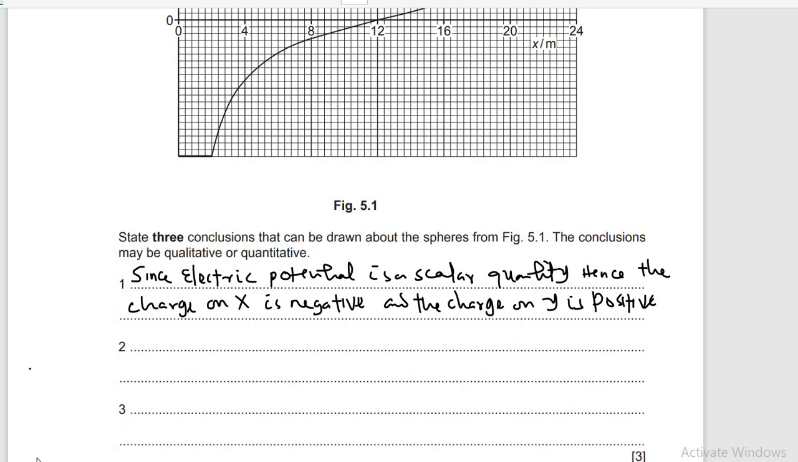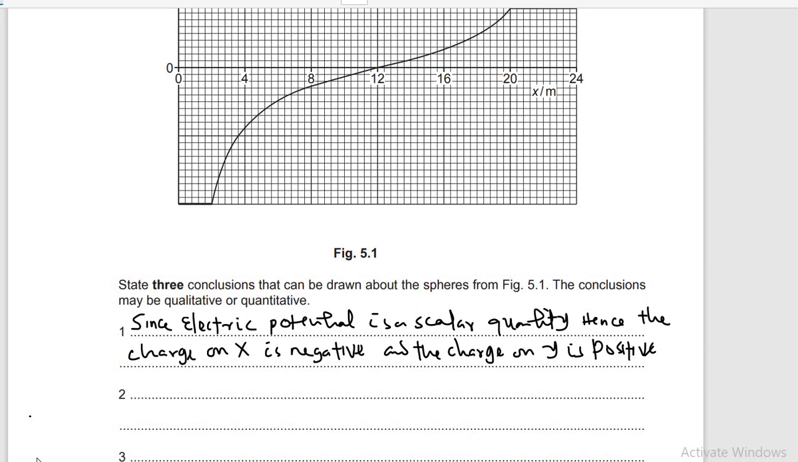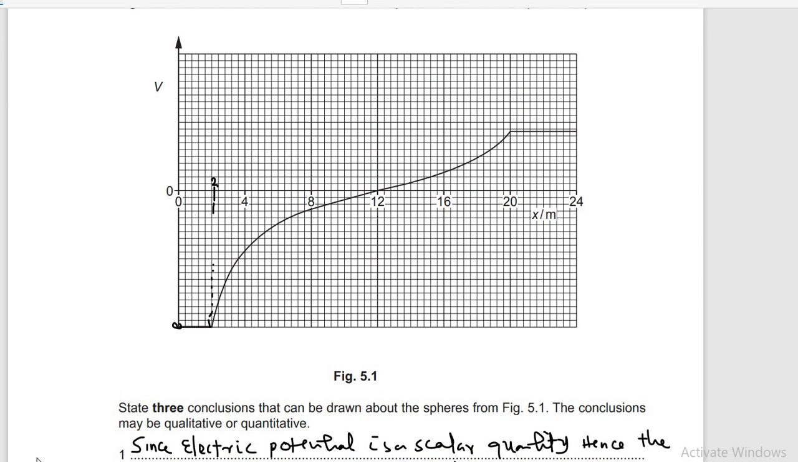Another point is that when you check this space, the distance from the center to this place is constant. That's the radius. So the radius of sphere X is 2 meters.